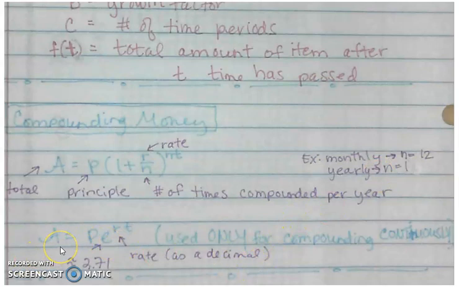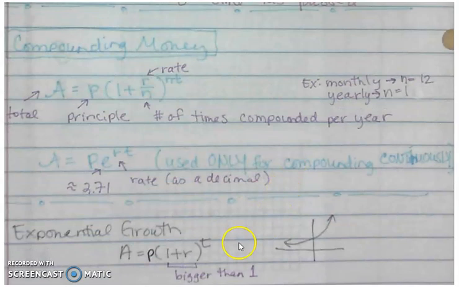This second formula is only used when the problem states that it's compounding continuously. This is the formula that you will use instead of the one above. The only difference here is that this 1 plus R over N becomes E instead. Remember, E is approximately 2.71. And then your R, your rate, is going to be up here, and then your time as well. When you put in your rate, make sure to use the decimal form.